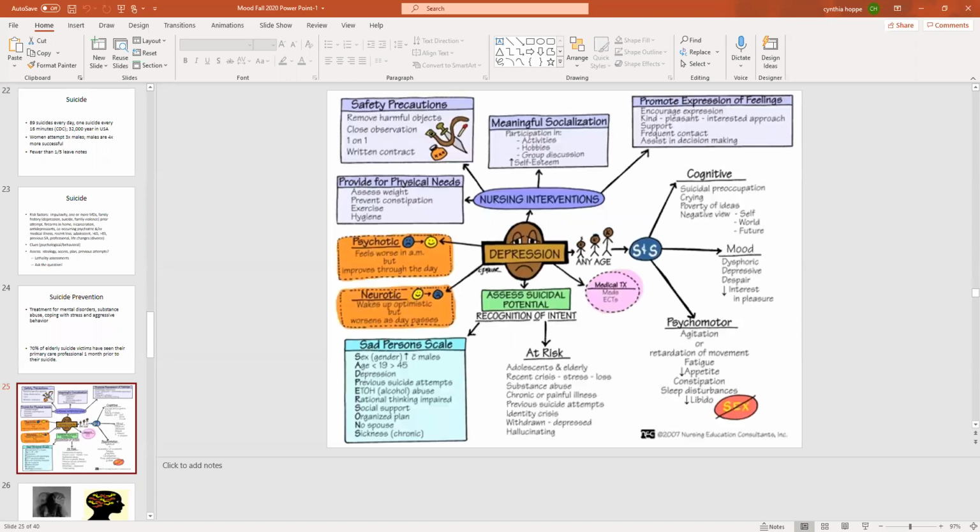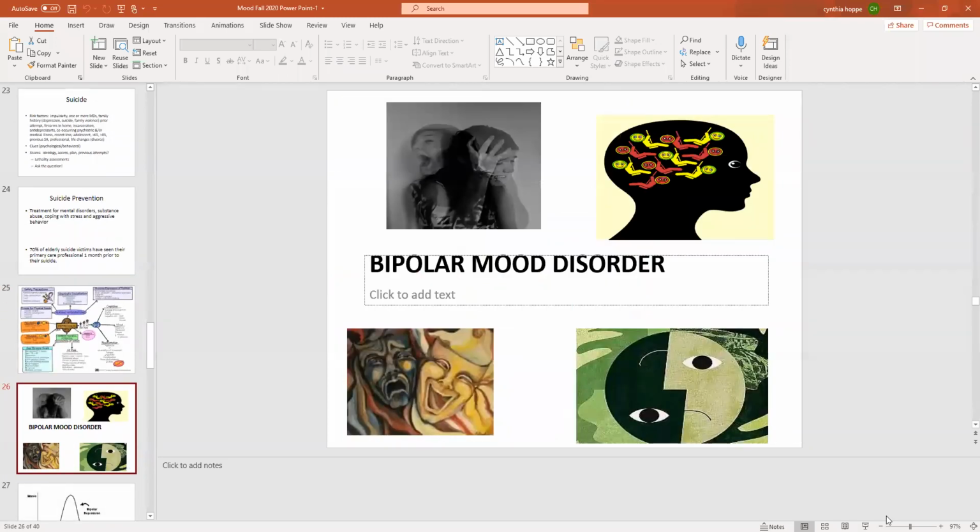Here's a visual on depression. Here's the sad person scale down at the bottom left. And you see, based on the mental status, how it affects psychomotor, cognition, mood, socialization, whether they're having thoughts, delusions, hallucinations. Okay. So now we're going to look at what a depressed person looks like. Now we're going to look at what a manic person looks like.